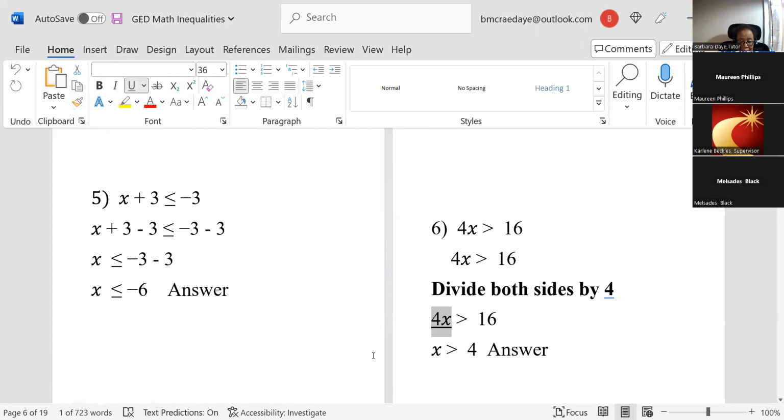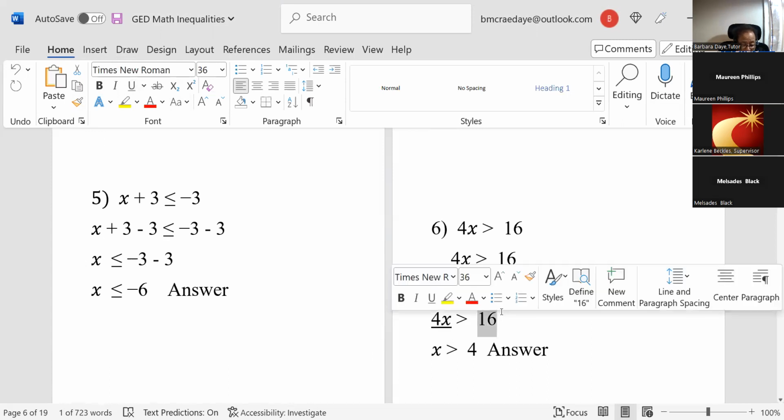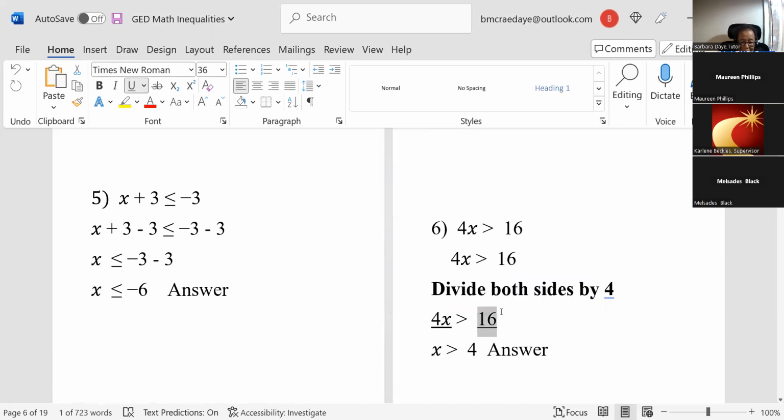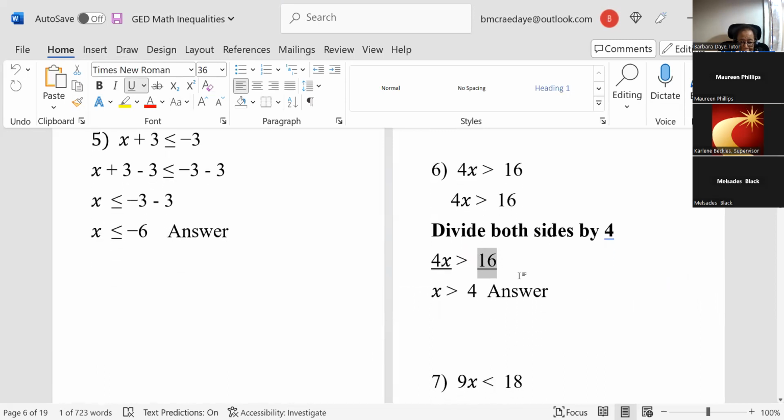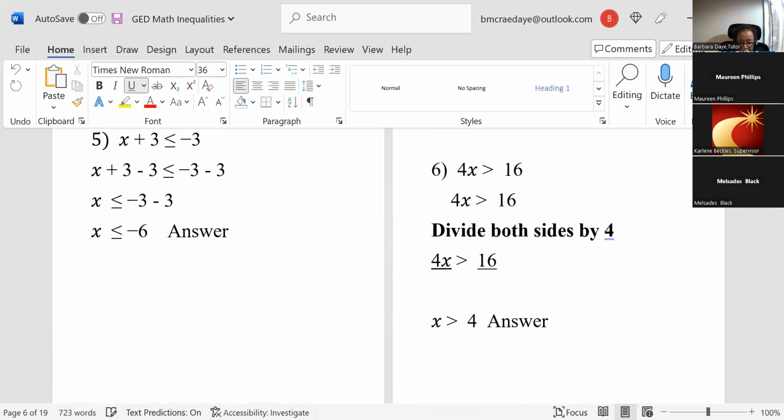Oh, that's what you meant when you keep saying greater than, right? You got an equal number that is greater than 16. Yeah, but see, this is not a greater than or equal, it's just a greater than, right? So we say divide both sides by 4.